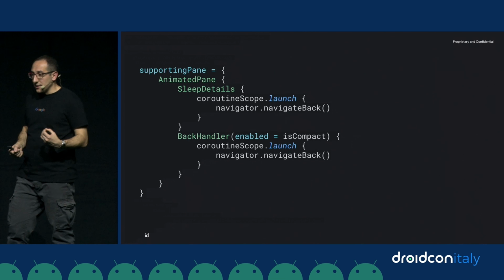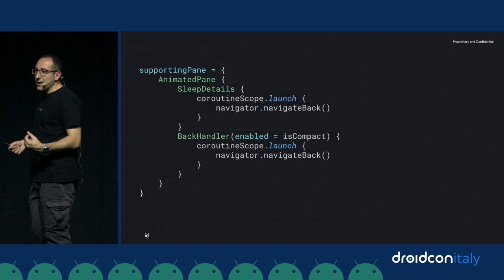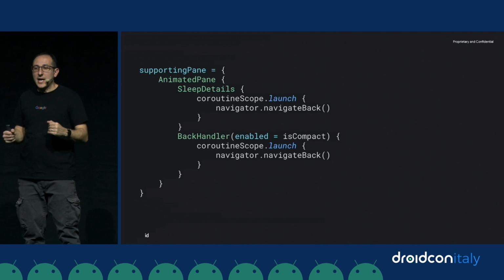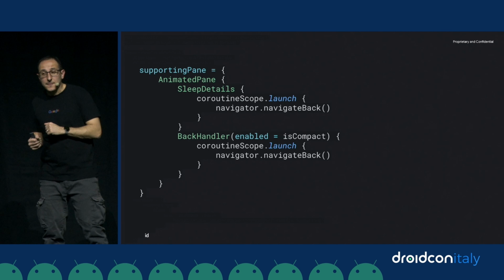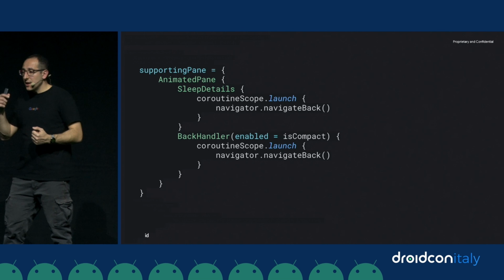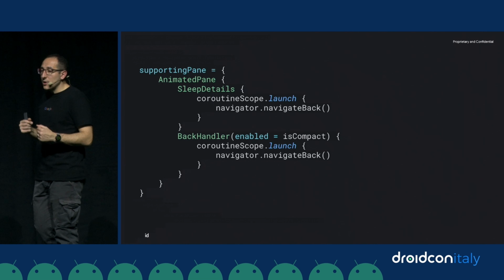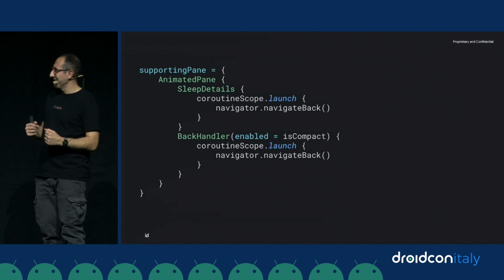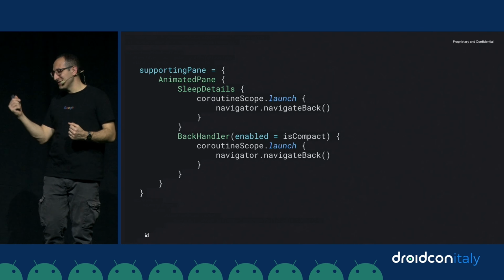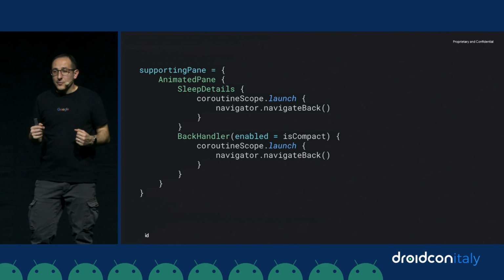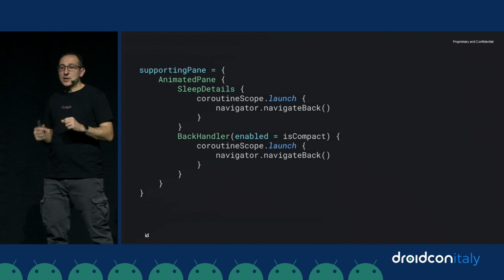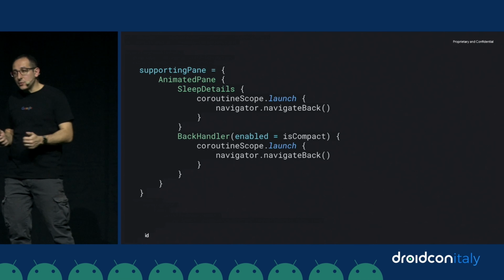This is super important because the back handler is what will come into play when you are on a compact display and decide to swipe back. As we can see, it is only enabled when we are on a compact screen or surface. I should not say screen. Window. Window, yeah. So, whenever we swipe back and we are on a compact window, then it will navigate back.